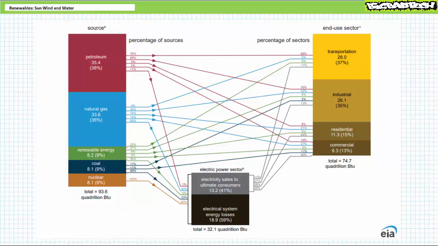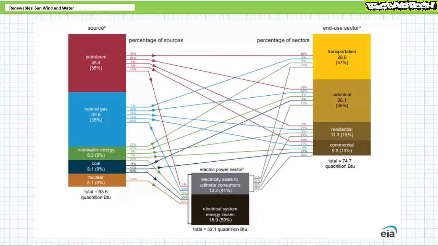Now keep in mind, this is overall energy consumption, not the inputs to electrical power production. 70% of our petroleum inputs goes directly to the transportation sector, and really only 1% is directed towards electrical power production, the rest being apportioned to industrial, residential, and commercial sectors in various shares. In contrast, all or 100% of nuclear power is directed towards electrical power production.